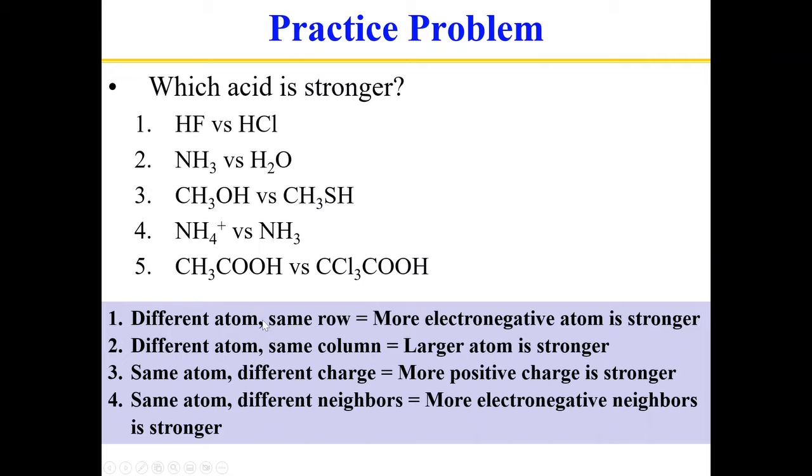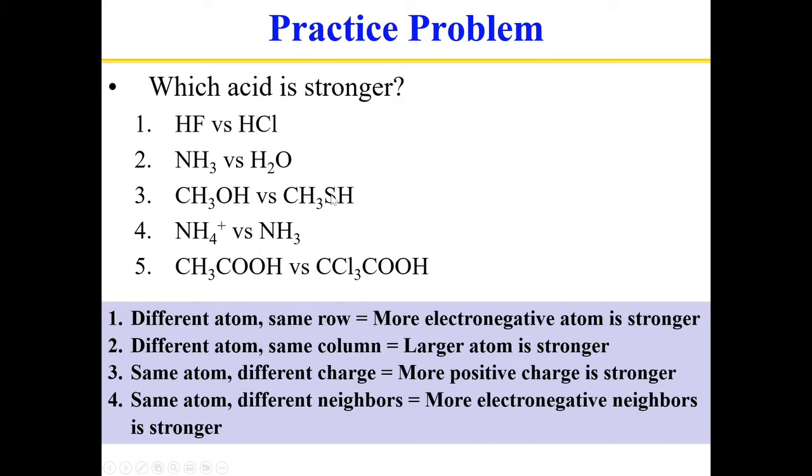Nitrogen and oxygen are in the same row of the periodic table, and therefore we use the rule that the more electronegative atom makes for a stronger acid. Or in other words, because oxygen is more electronegative than nitrogen, and they are in the same row, then water is a stronger acid than ammonia. Notice that the electronegativity rule only applies when they are in the same row. When they are in the same column, but different rows, then electronegativity would give you the wrong answer.